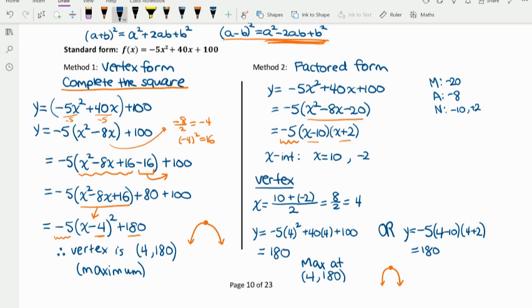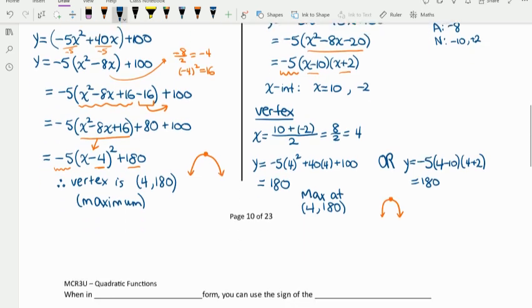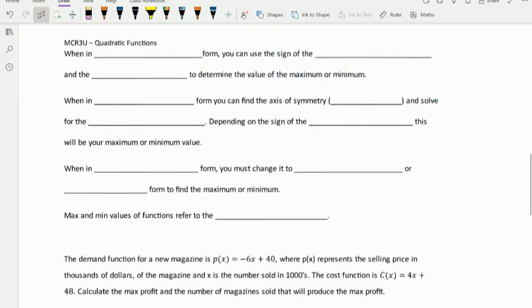All right, so there's lots of strategies for you to use. You have lots of options. You can choose whichever you want to use. I, again, might require you to know specifically how to do the completing the square, but I think all methods are valuable for you to know.